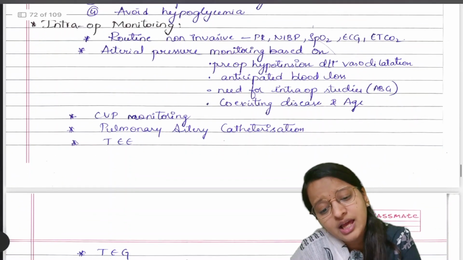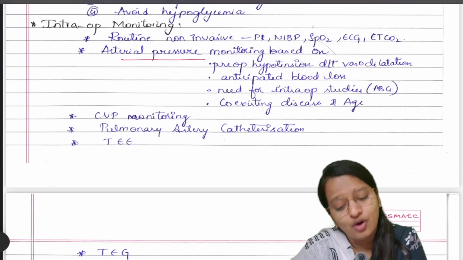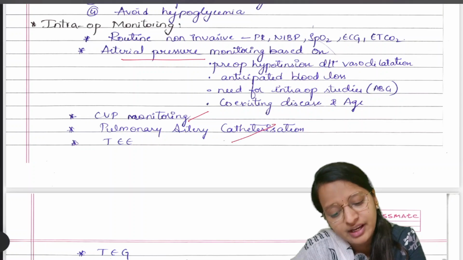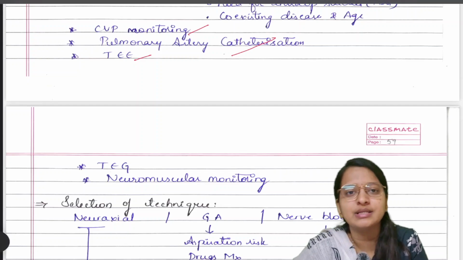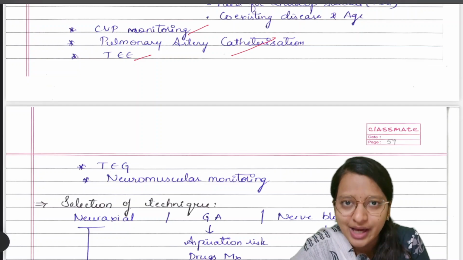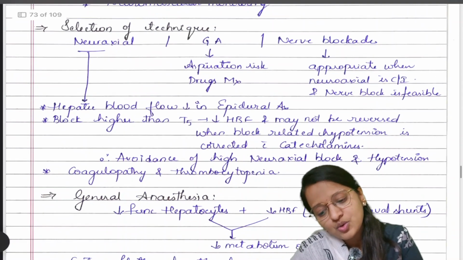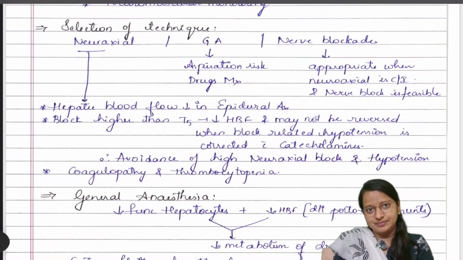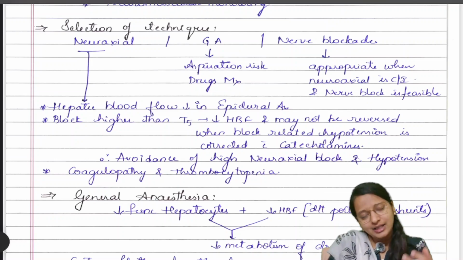Coming to intraoperative monitoring, apart from routine monitoring, I might use arterial pressure monitoring, CVP monitoring, pulmonary catheterization, transesophageal echocardiographic technique, and neuromuscular monitoring, depending on the severity of the liver disease and the type of the case. So, selection of the technique. What are my concerns in regional, GA, and nerve block?